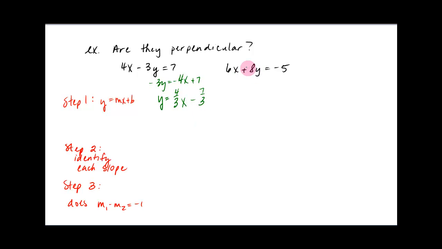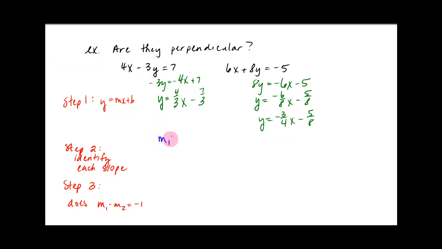Okay, let's do this one. 8y is equal to negative 6x minus 5. I'm going to divide all my terms by 8. So y is equal to negative 6/8 x minus 5/8. Now let's rewrite this fraction reduced. So y is equal to negative 3/4 x minus 5/8. I now have the first line and the second line written in slope-intercept form. So let's move on to step number 2 and identify each slope.